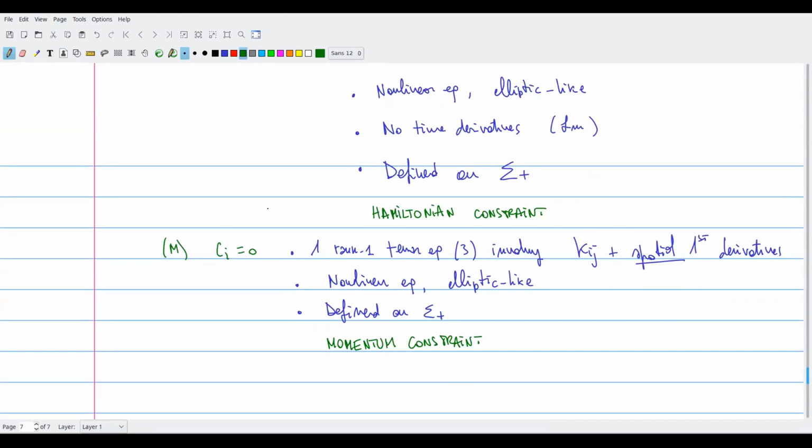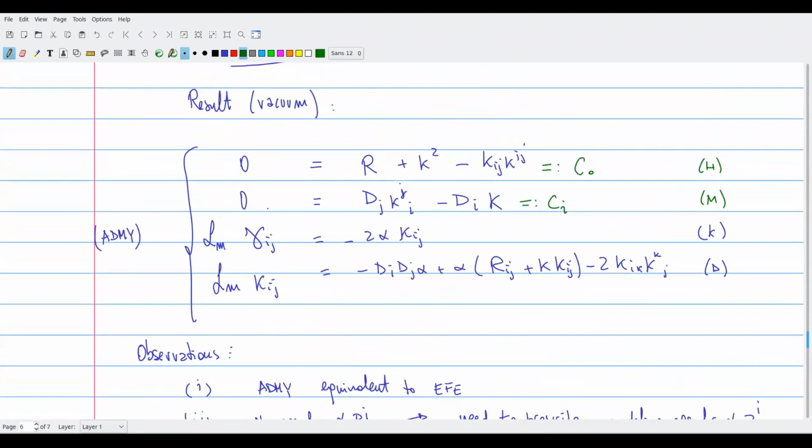And then we have the others. The others instead are evolution equations, K and D.